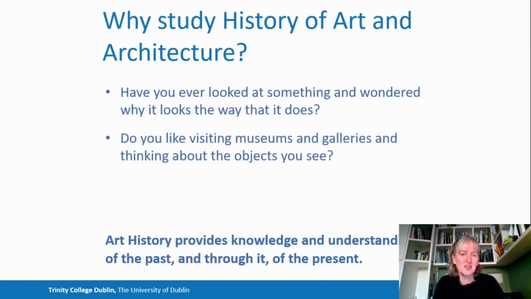Why do we study the history of art and architecture? Well, it's this very question. You look at something and you wonder, why does it look that way? And once you begin to gain that visual literacy, visiting museums, galleries, and looking at all of the objects around you take on new and richer meanings. So art history provides us with the knowledge and understanding of the past, and through it, of the present.